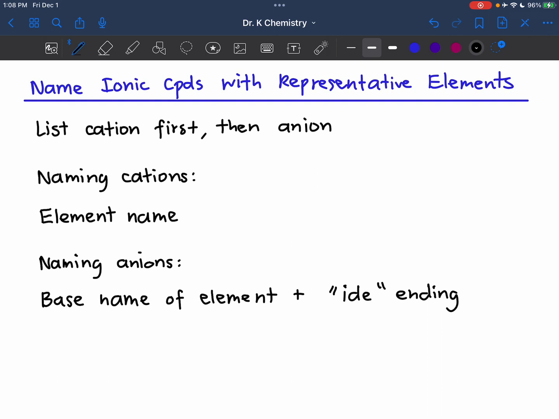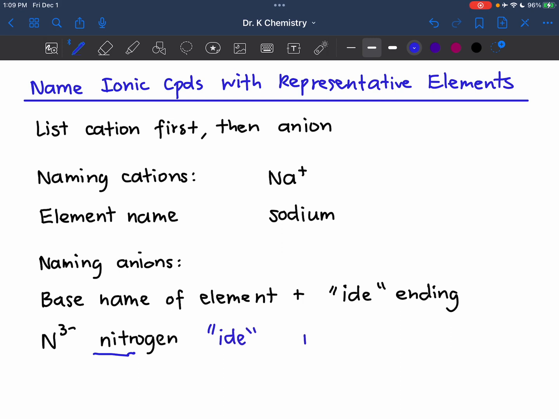And then we put that together. So for example, if we had that ion, that's a sodium, and we would just call that sodium. If we had an anion like that, well, that comes from nitrogen, but we want to keep the base name and end with IDE. So that will be called nitride. And if we formed a compound between these two, we would call it sodium nitride.